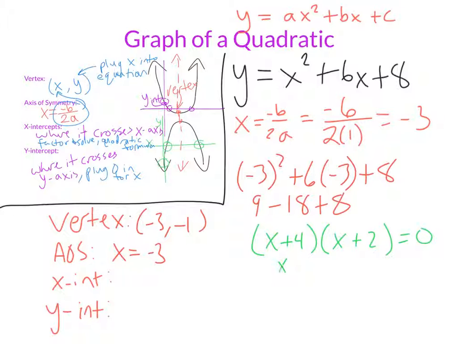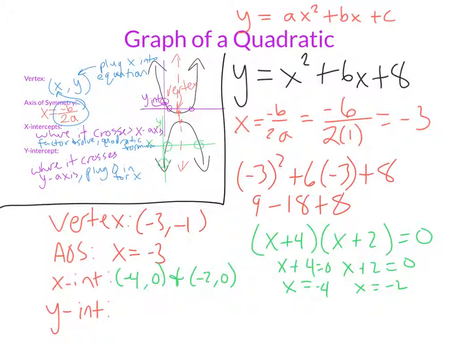So if I set these each equal to 0, which is essentially setting the equation equal to 0, or setting y equal to 0, I would get x equals negative 4, and x equals negative 2. And you'll see them written as negative 4, comma 0, and negative 2, comma 0, as ordered pairs, since they're technically points.